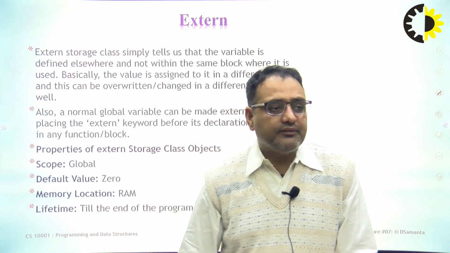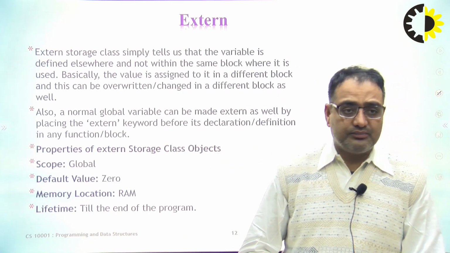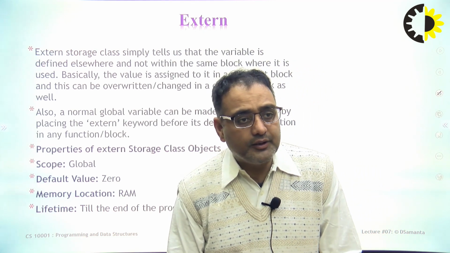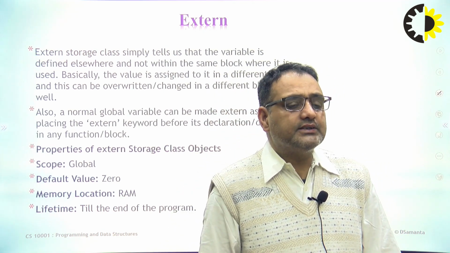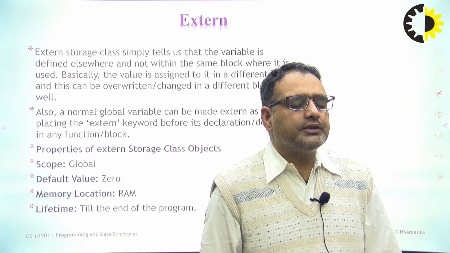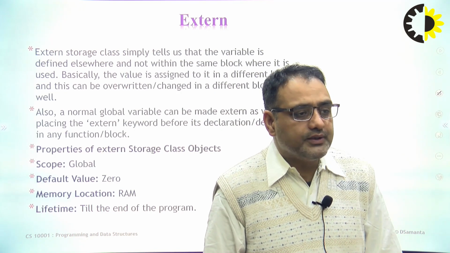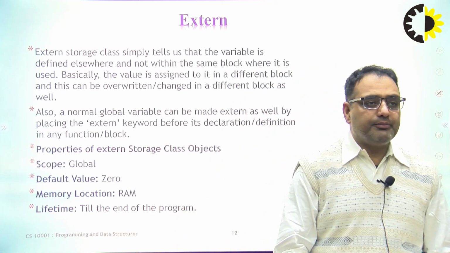Memory location RAM, default value 0, scope global. In the previous three keywords, register, static and auto, the scope is local, but for extern it will be global.